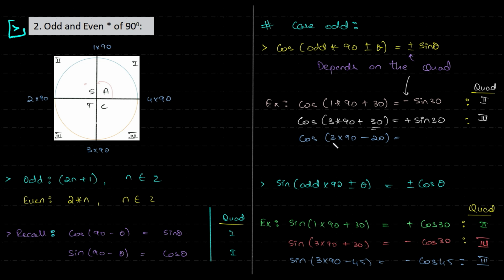Now let's do it. 3. So it's an odd multiple of 90, so this will be sine. Angle is 20. 3 into 90, where is that? We are on the negative y-axis. Minus 20 is second quadrant, right? Sorry, not second quadrant, third quadrant. So third quadrant, this will be negative.